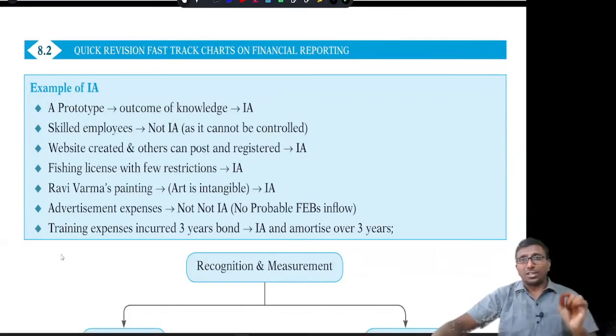These are the following examples. For example, a prototype. A prototype is an outcome of knowledge, even though you see it physically. Ravivarma's painting: it is an art. You are not paying for the canvas or the painting cost. You are paying for the art in it, which is an intangible.